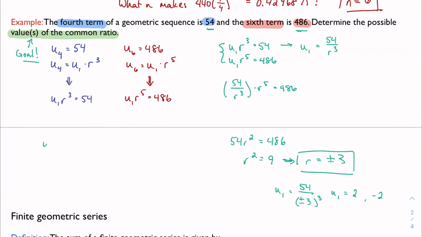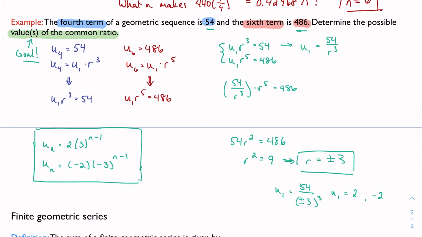So I guess we wind up with two sequences, right? We end up with 2 times 3 to the n minus 1, or we end up with negative 2 times negative 3 to the n minus 1. Either of those sequences could be valid. Both of those are valid answers. We just don't know which, but both of those would be acceptable geometric sequences for the information that I was given. And that's okay. It's okay to conclude that there are multiple possible answers. We can have these kinds of discrepancies as long as we acknowledge that it's due to the fact that we don't have the information that we need to be any more specific.